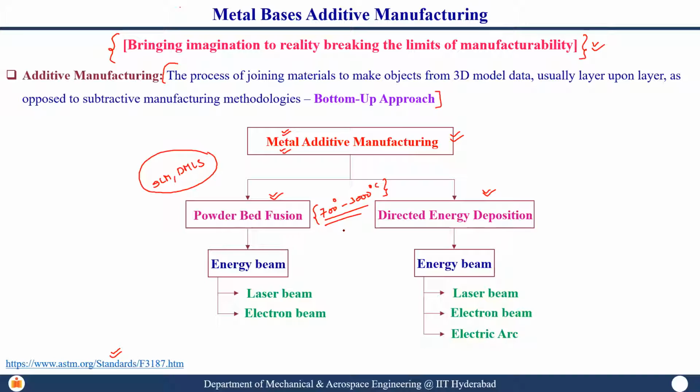The most commonly used energy beams are laser beam and electron beam. When it comes to directed energy deposition, we also use electric arc, like our typical arc welding processes. Any arc welding process can be used for additive manufacturing in the directed energy deposition category. As far as this talk is concerned, we will stick to laser beam, electric arc, and directed energy deposition. But it is always important to understand the limitations of these two processes.